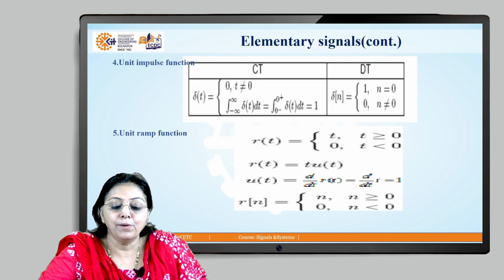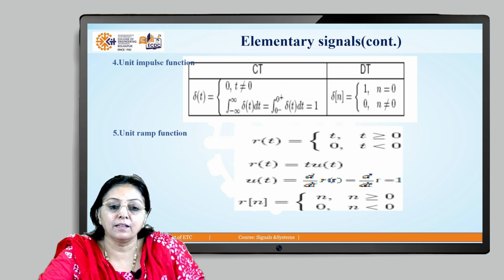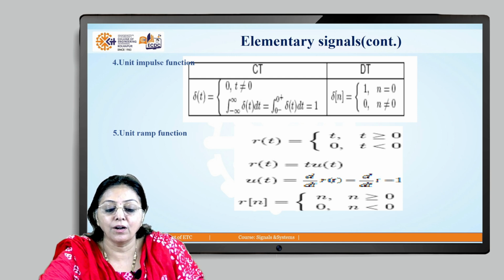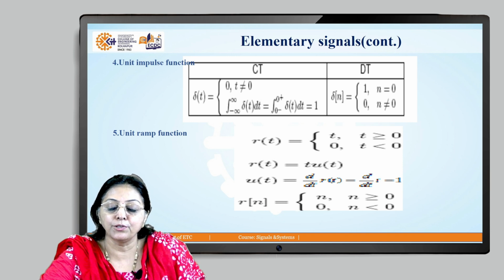Now, unit impulse response. Impulse means the signal which shows amplitude 1 at the 0th position, and that is represented by delta t. Delta t is 0 for t not equal to 0. Only at the 0th location it shows amplitude 1. In the same way, for the discrete time signal, delta n is equal to 1 for n equal to 0, and 0 in all other cases.